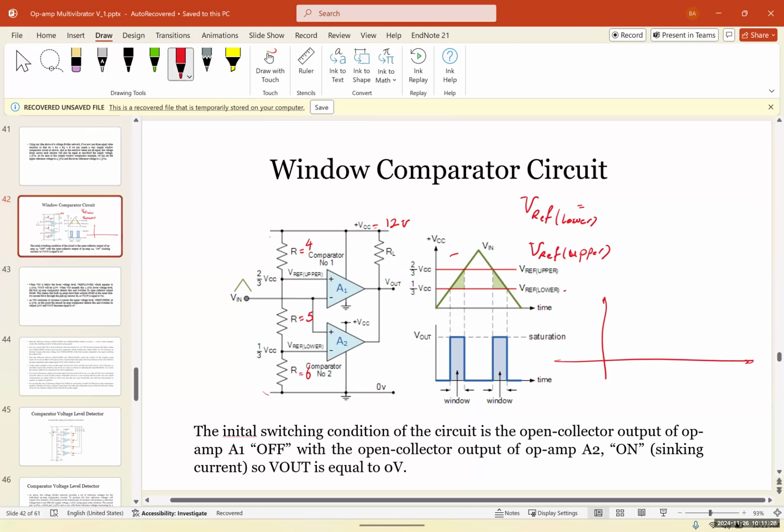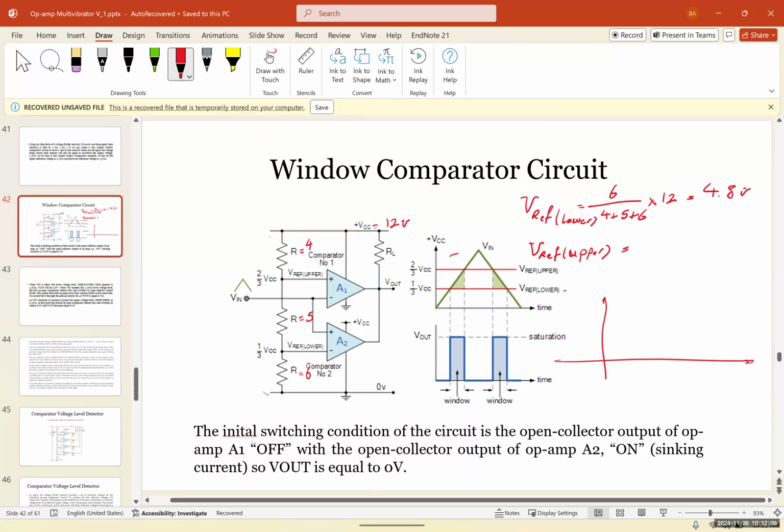So the lower reference voltage would be 6 over 4 plus 5 plus 6 times VCC, which is 12. So it's going to be 6/15 times 12. What is it going to be? 8.8? Are you sure? No, I don't think so. Double check. Or 4.8 for the lower. It's 4.8.